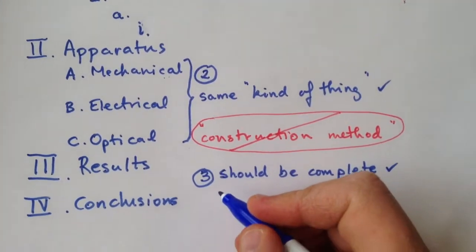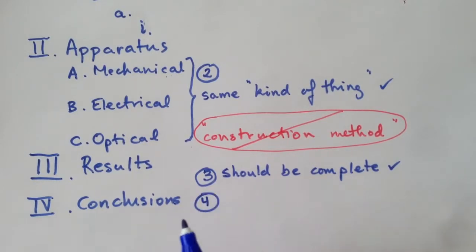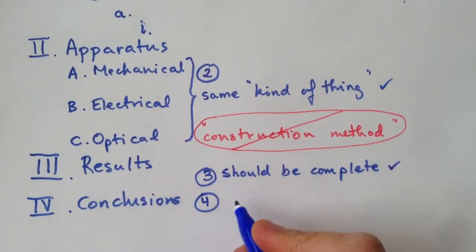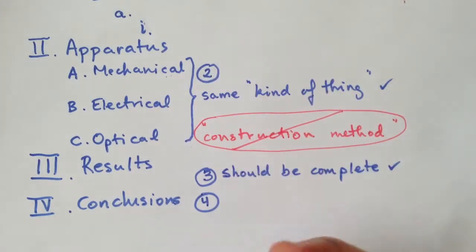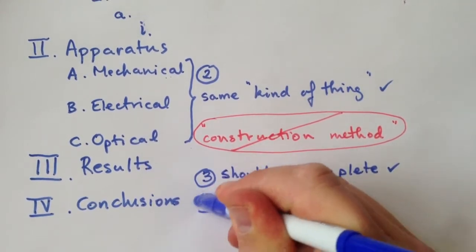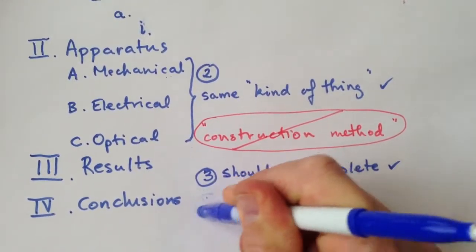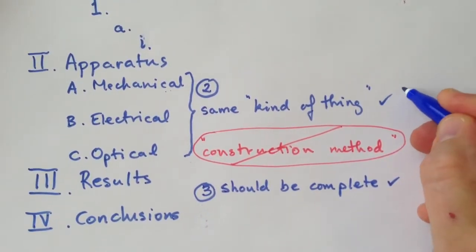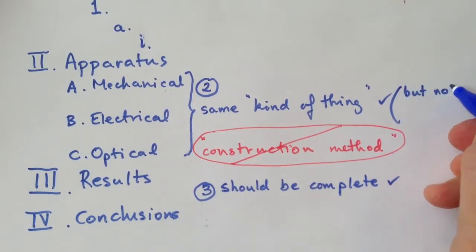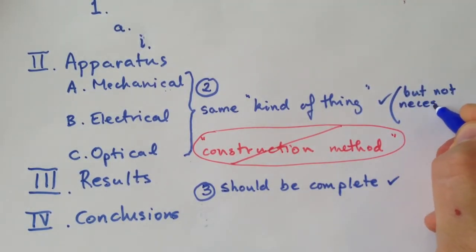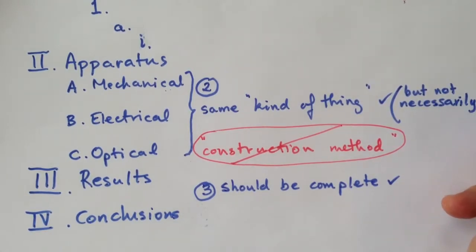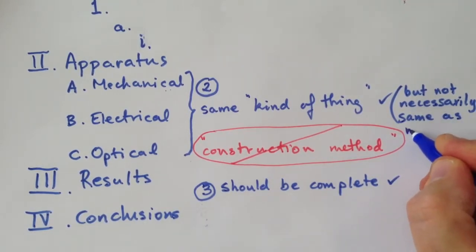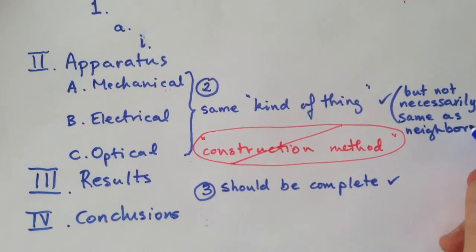Actually, one last thing that just occurred to me is that you should have a coherent structure. Each one of these has got to be the same kind of thing, but not necessarily the same as the neighbor's sub-bullets.